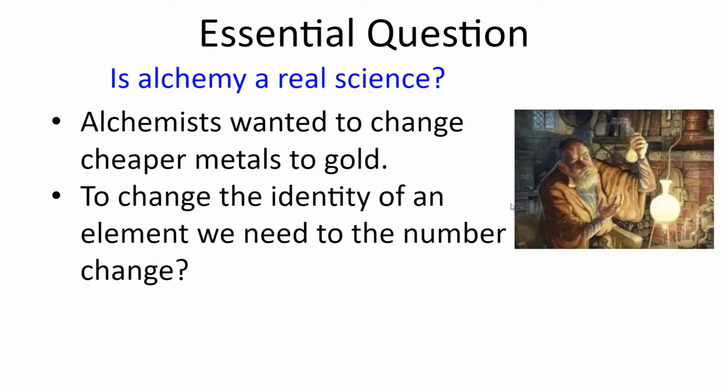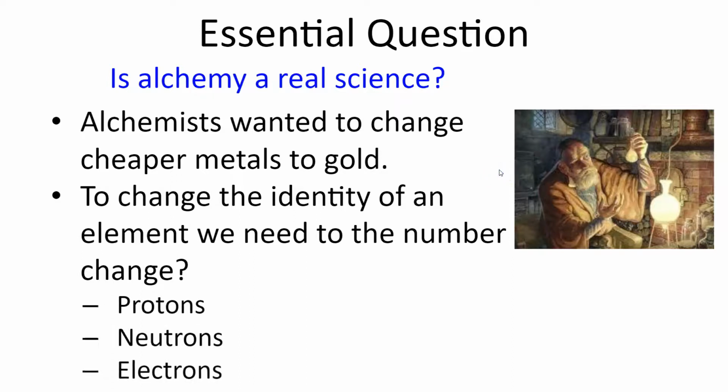Now, to change the identity of an element, we need a certain number to change. Which number do we need to change the identity of an element? Is it the mass number, which is the top number, or the atomic number, which is the bottom number? We need our number of protons to change, so the atomic number to change, right? So that's the thing that we're changing. If you want to change the identity of an element, you have to change the number of protons. And that's what nuclear chemistry is all about. It's about changing the number of protons and neutrons in a nucleus.